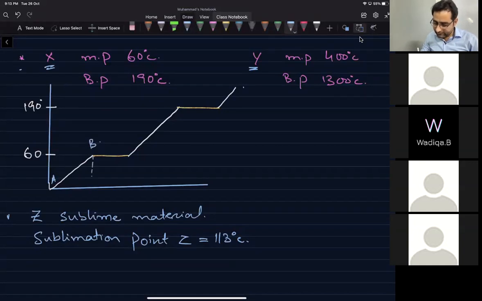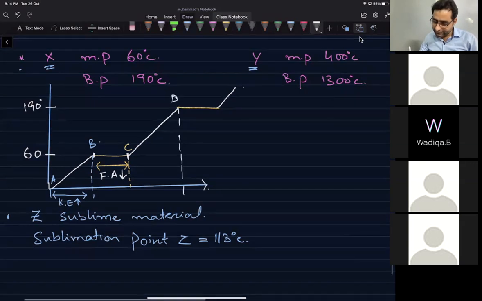Between A and B, kinetic energy is increasing because temperature is increasing. I'm writing the short form: kinetic energy is increasing. And between B and C, temperature is constant. So if temperature is constant, it indicates forces of attraction are being reduced. This amount of energy was used up to reduce the forces of attraction between B and C. And again, between C and D, temperature is increasing. If temperature is increasing, it indicates kinetic energy is also increasing.